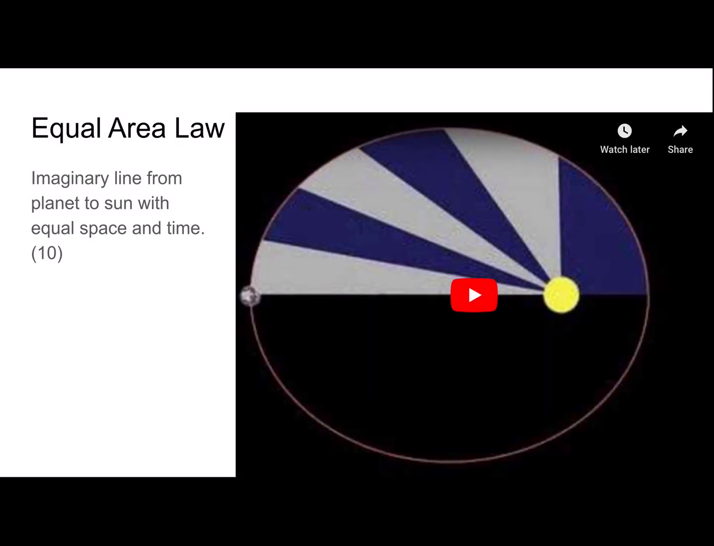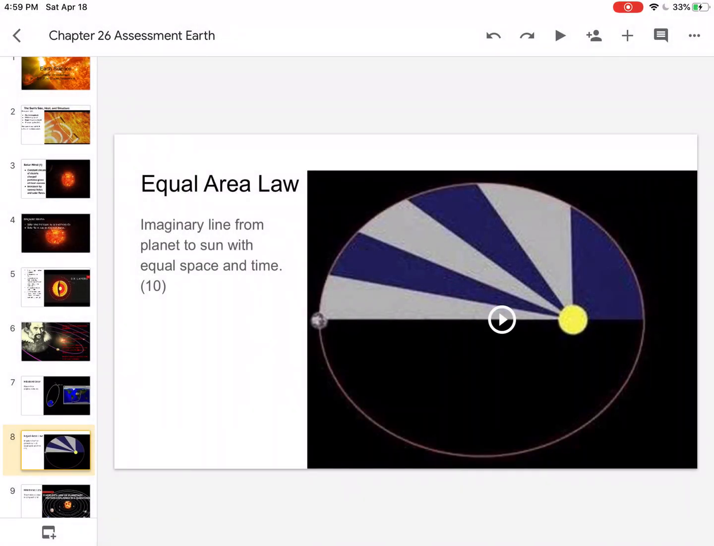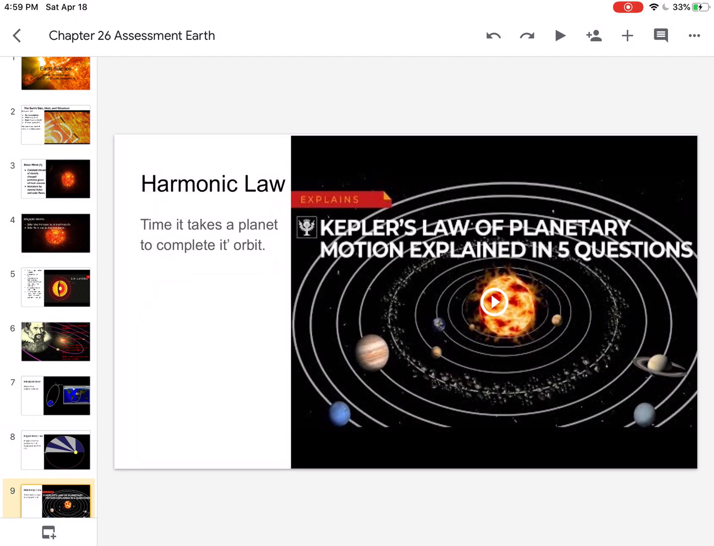You can see it seems to go faster when it's closest to the sun. Okay, harmonic law, time it takes a planet to complete its orbit.